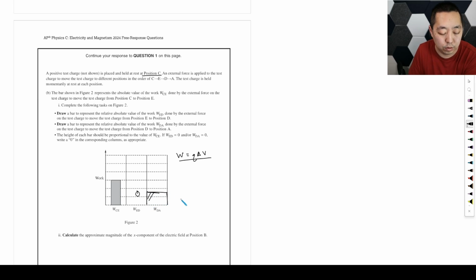I don't have to draw the full bar. I'll just draw a half bar like that, because this was a 20 volt difference, and this is a 10 volt difference, half of that.